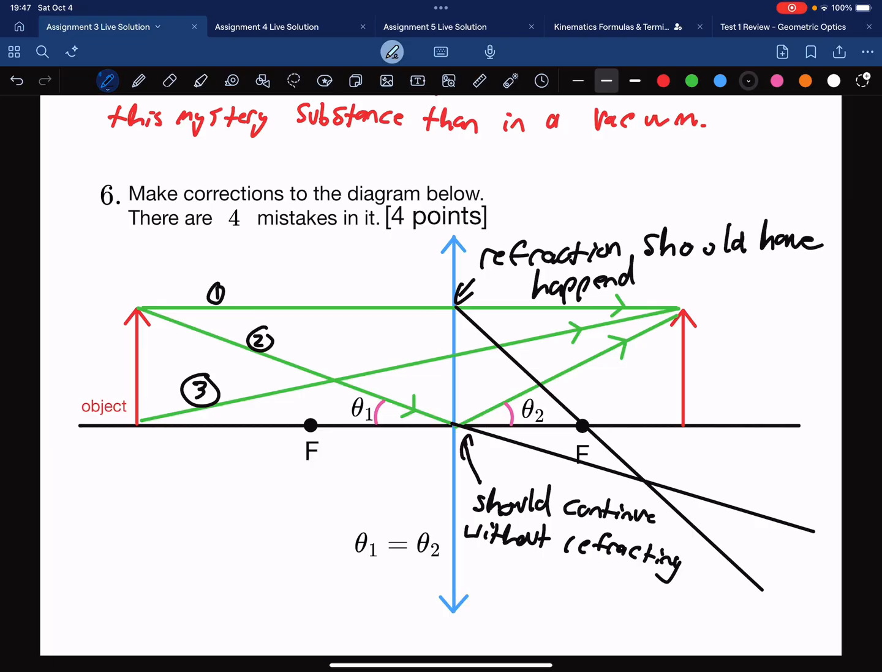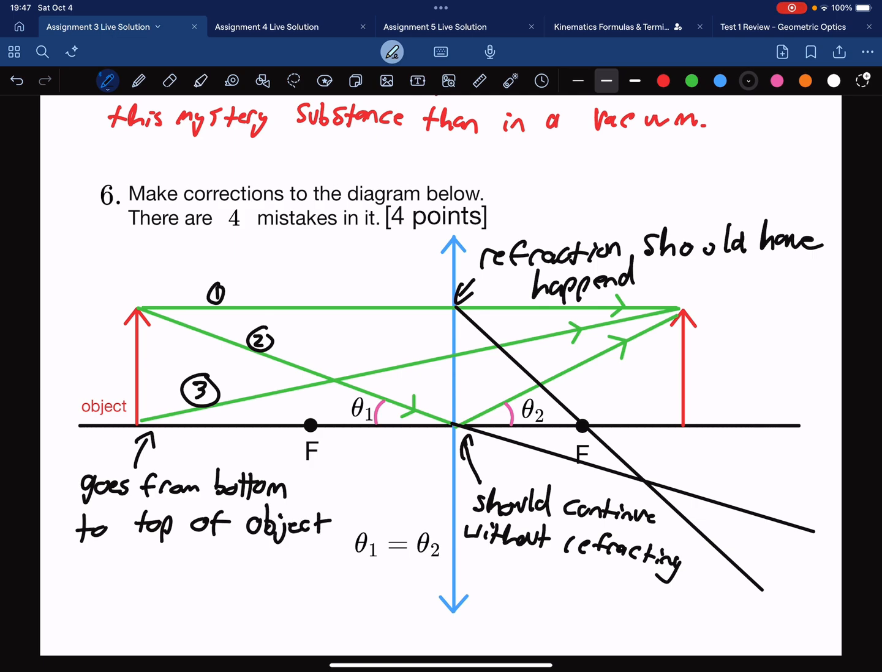And number 3 here, it's going from the bottom of the object to the top. So it goes from bottom to top of object. That is what's wrong with there.